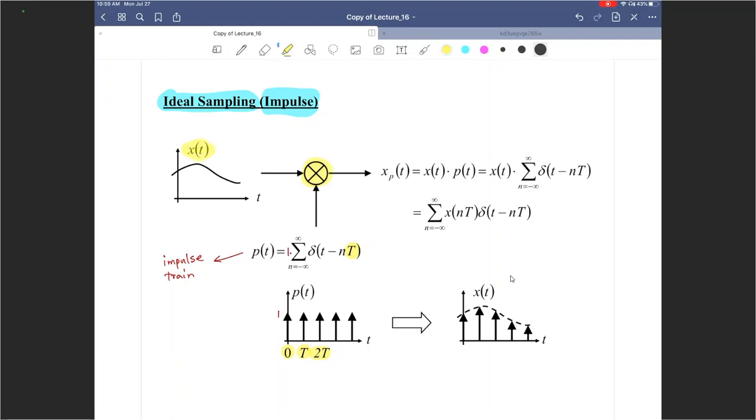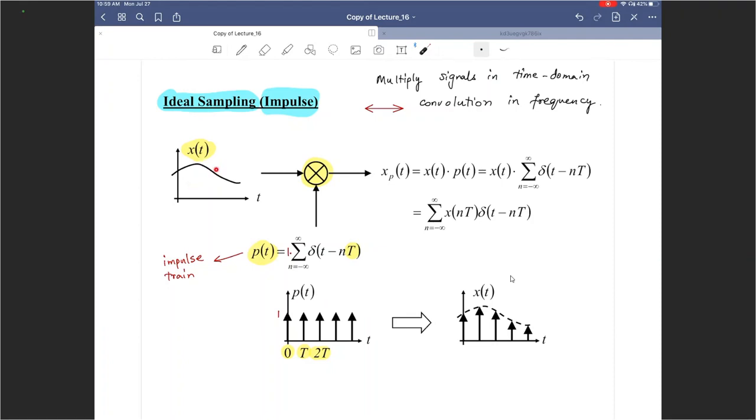You multiply two signals in time domain, right? What does that mean in terms of frequency? Convolve, absolutely right. So on the frequency side, I should say convolution. What should I convolve with what? The Fourier transforms of the two signals, right?